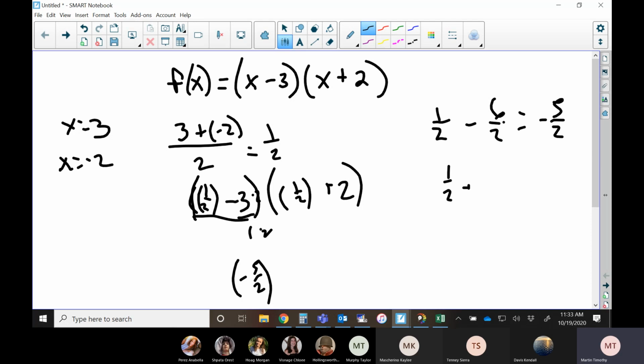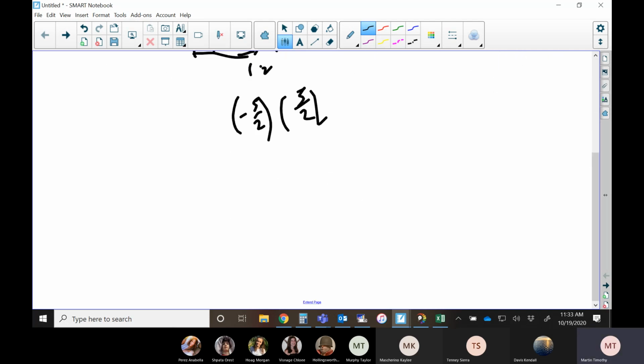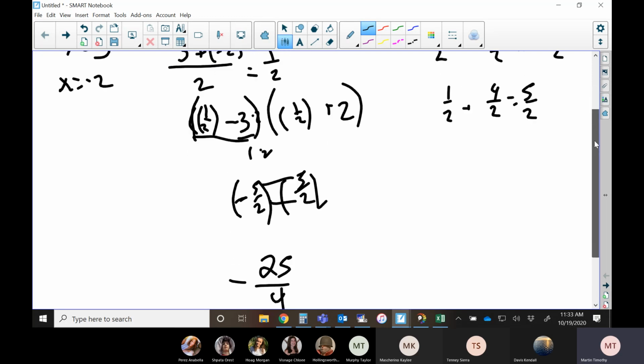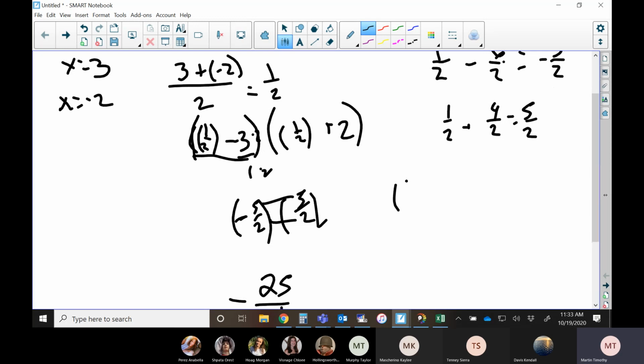Same with this one. 1/2 plus 2. Instead of writing it as 2, I'm going to write it as 4 over 2. And that turns into 5/2. Then I end up with multiply fractions, top times top, bottom times bottom. A negative times a positive is a negative. 5 times 5 is 25/4. So my vertex was 1/2, -25/4.